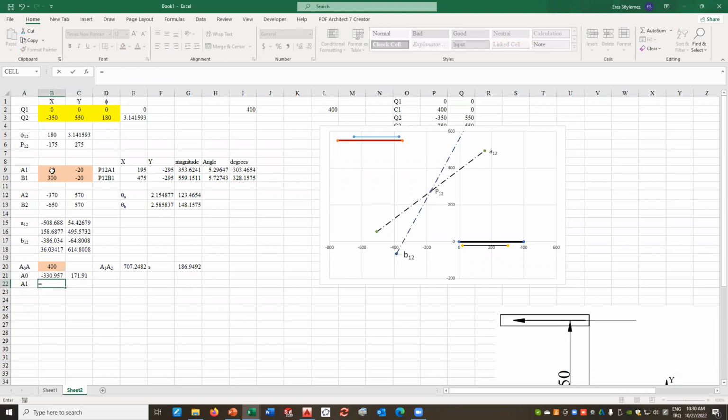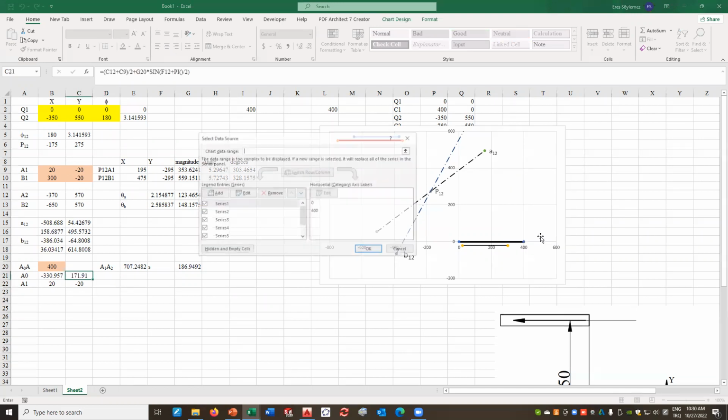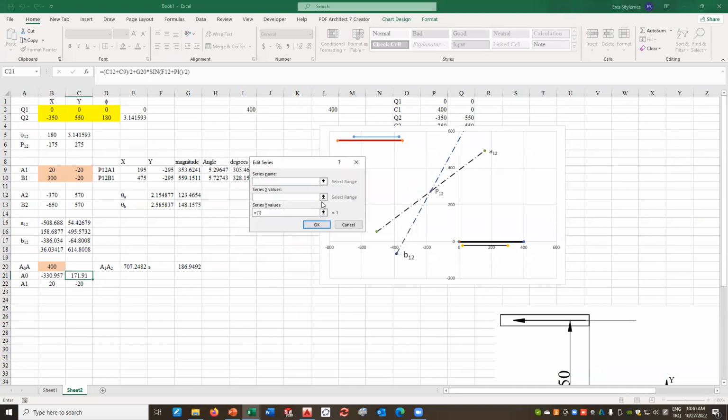To show the 4-bar originally. If I have done everything correctly, A0 will be on the perpendicular bisector A12. Let us do that. Let us see. Select data. A0, A1.